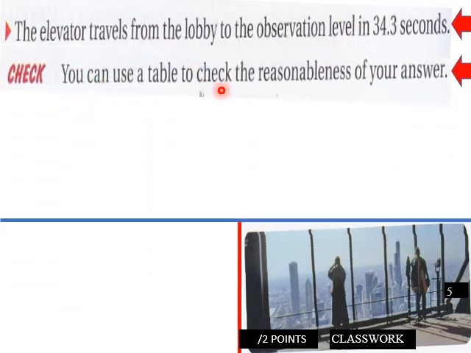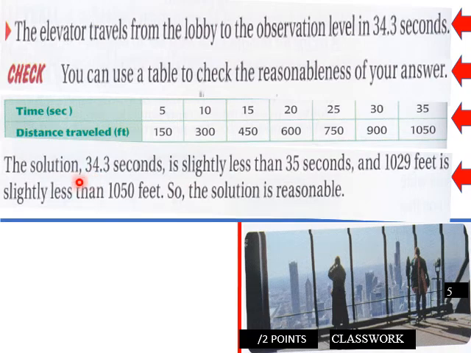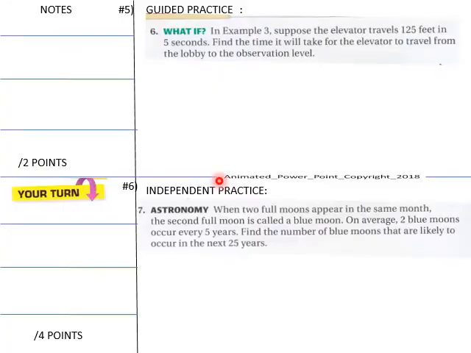Check. You can use the table to check the reasonableness of your answer. Here's your time up here, then here's your distance. At 35 seconds, you're at 1050 feet, so it does sound reasonable. 34.3 is slightly less than 35, so 1029 is slightly less than 1050 feet, so the solution does sound reasonable.